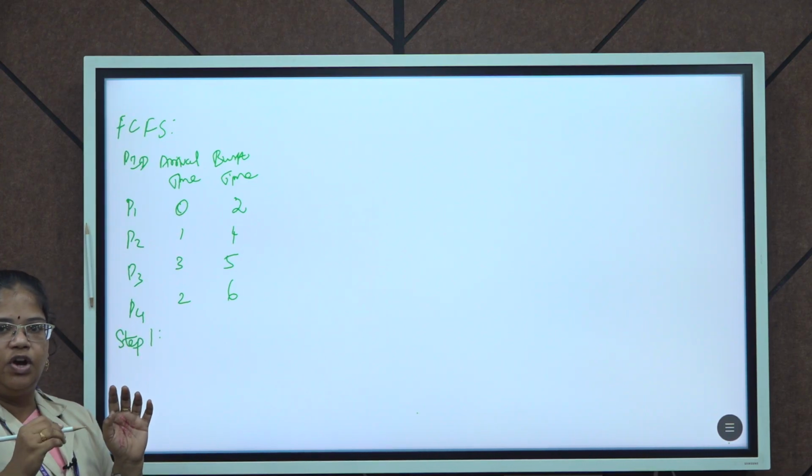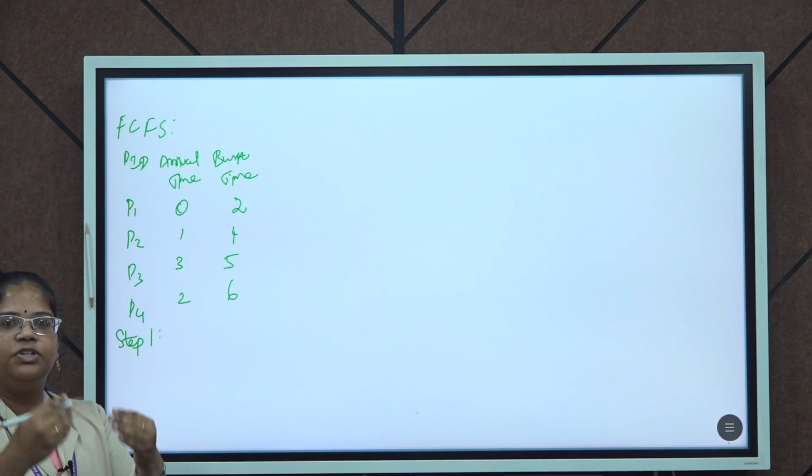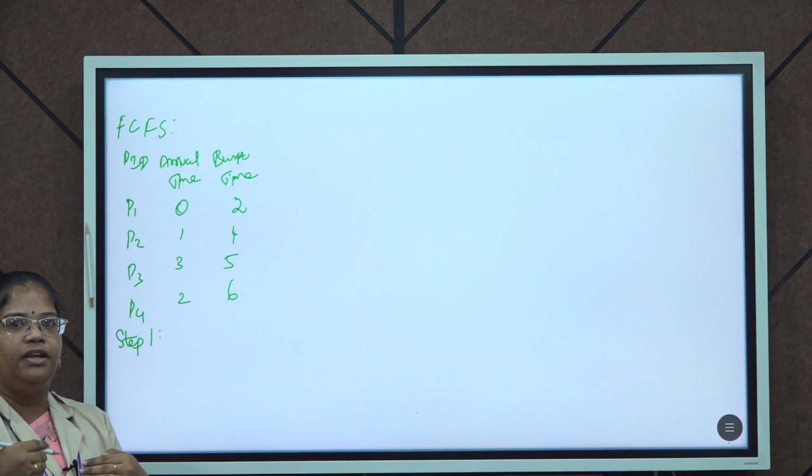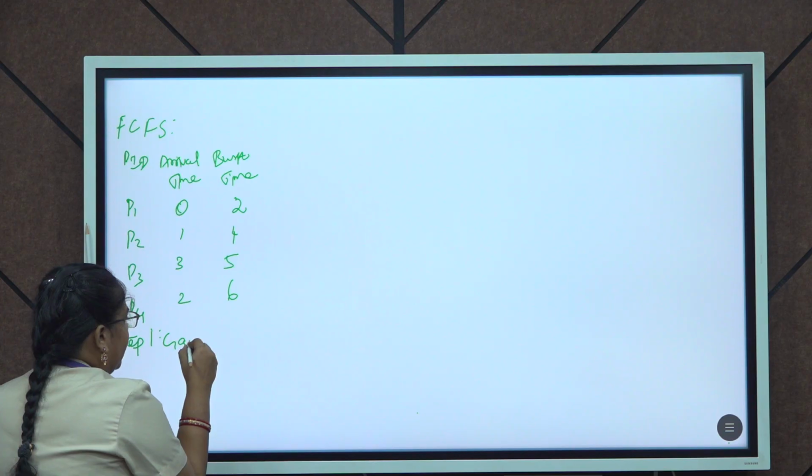First we draw the Gantt chart. What is a Gantt chart? A Gantt chart illustrates the processes, showing which one is starting and which one is ending, with their times. This is called a Gantt chart. So first we draw the Gantt chart.